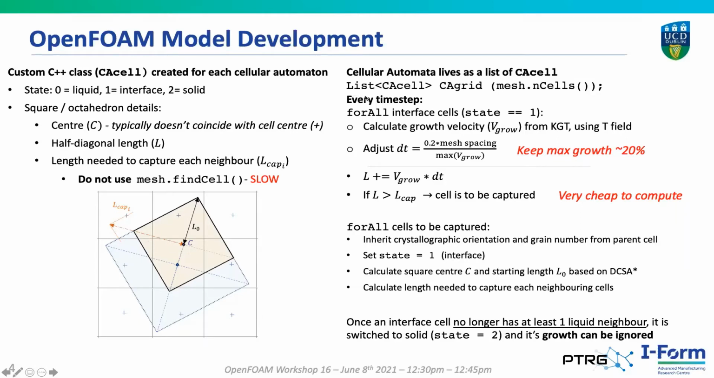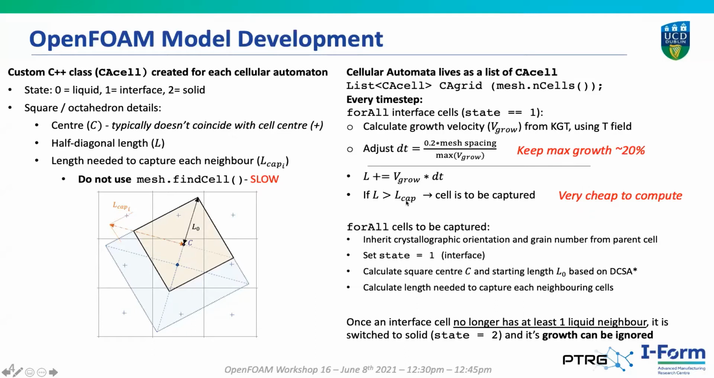The entire cellular automata algorithm lives as a list of these CA cells, one for each cell in the mesh. For every time step, I loop through the entire list and only consider interface cells. I calculate the growth velocity from the KGT model based on the temperature field. I then globally adjust the time step such that growth velocity doesn't span more than 20% of a cell in a time step. I then loop through all of the cells again and increment the half diagonal length based on this growth velocity and the time step. And then I check if the length has exceeded any of the capture lengths for each of the neighbors. This is extremely cheap to compute compared to mesh.findCell. So that's definitely something to keep in consideration if you're planning on implementing it yourself.